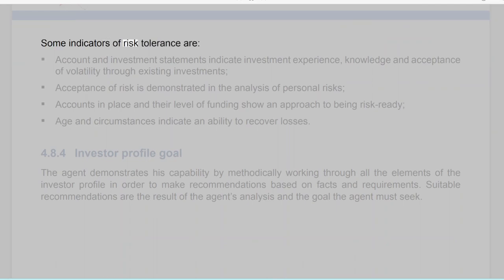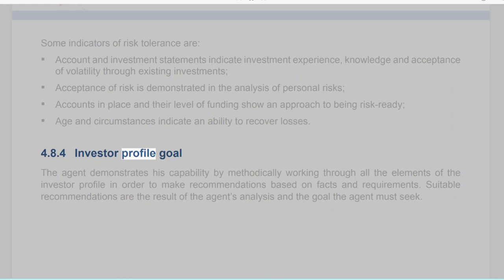Some indicators of risk tolerance are: account and investment statements indicate investment experience, knowledge, and acceptance of volatility through existing investments; acceptance of risk is demonstrated in the analysis of personal risks; accounts in place and their level of funding show an approach to being risk-ready; age and circumstances indicate an ability to recover losses.